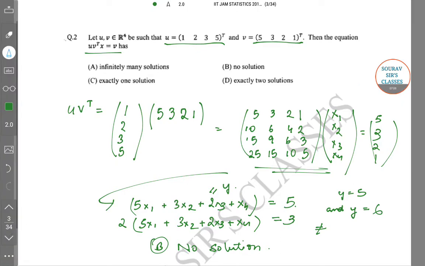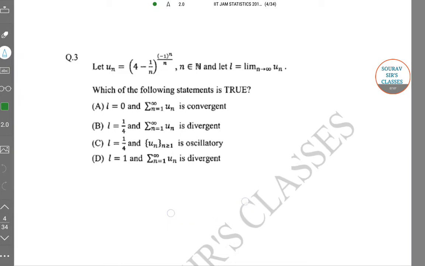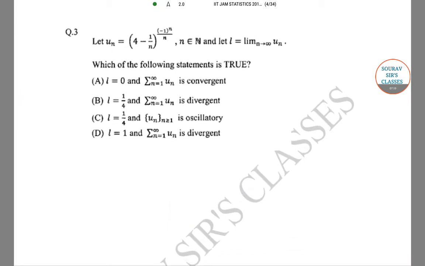Let us move on to the next problem. The next problem is, a sequence is given un, which is equal to 4 minus 1 by n to the power minus 1 to the n by n, and let L equal to limit n goes to infinity un. So the options are L equal to 0 and sum over n equal to 1 to infinity un is convergent, L equal to 1 by 4 and sum over n equal to 1 to infinity un is divergent, L equal to 1 by 4 and un is oscillating, and L equal to 1 and sum over un is divergent.